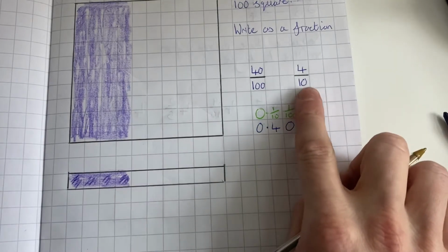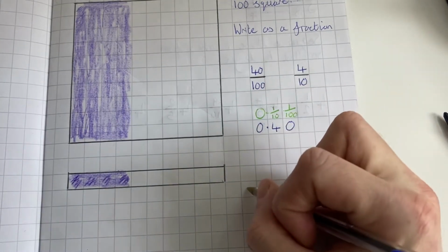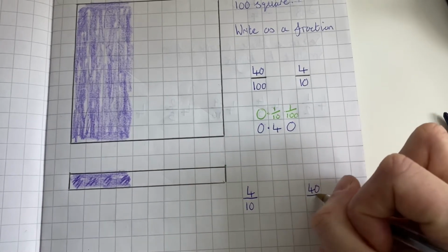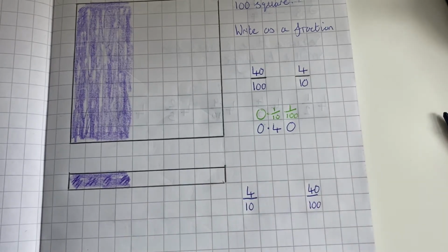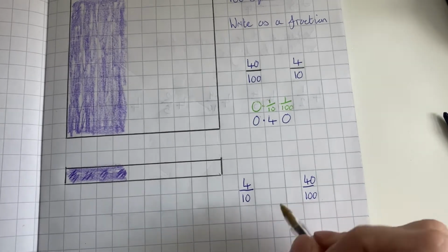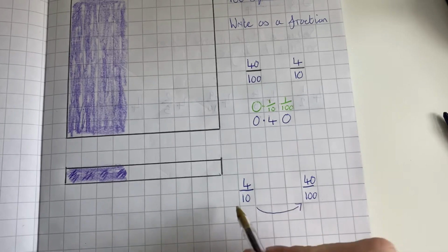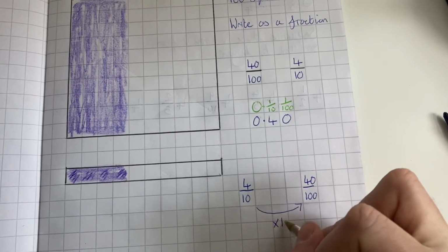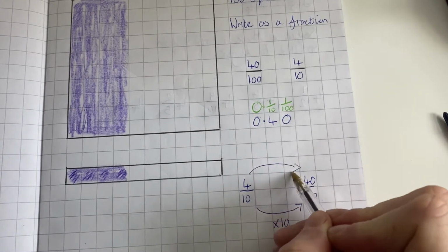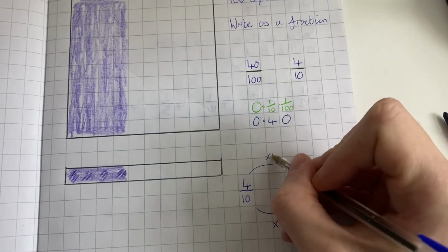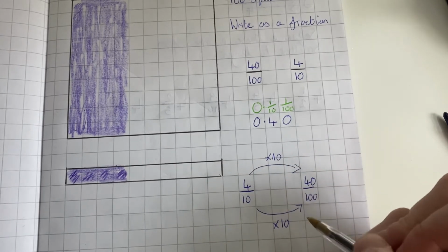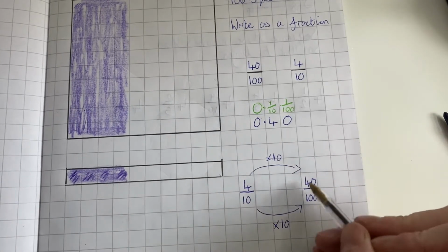Now 4 tenths is the same as 40 hundredths. If I was to write 4 tenths here and 40 hundredths here, if we multiply a denominator by a number to get another denominator, and in this case we multiply 10 by 10, whatever we do to the denominator we must do to the numerator. So 4 times 10 equals 40. Because we've multiplied them by the same number, 4 tenths is the same as 40 hundredths.